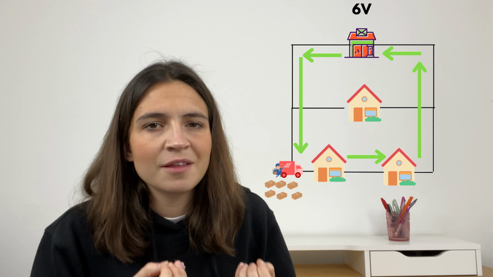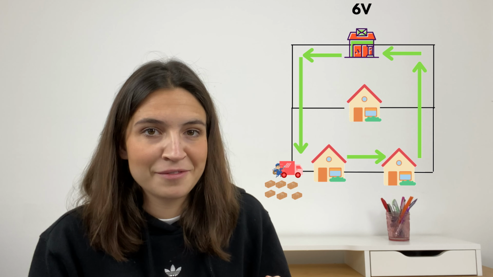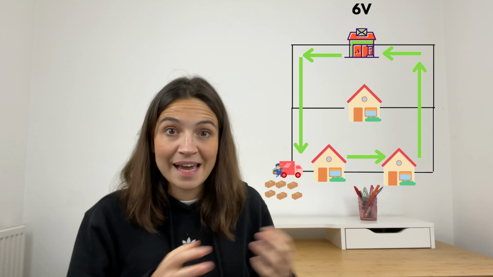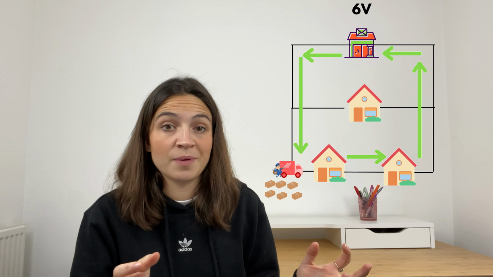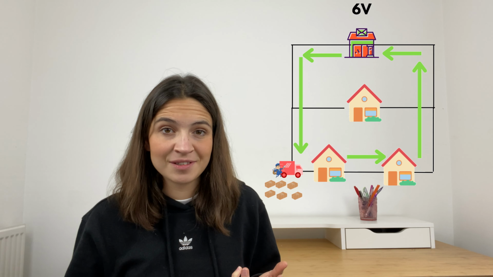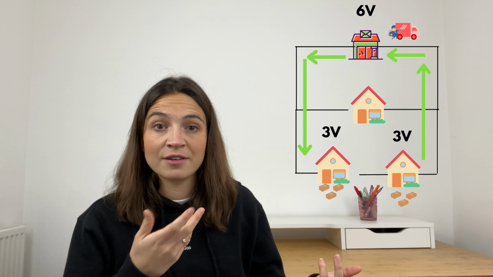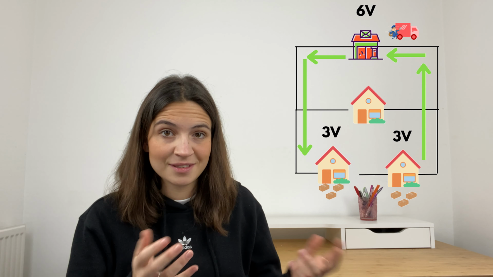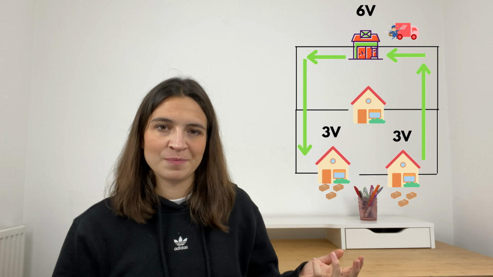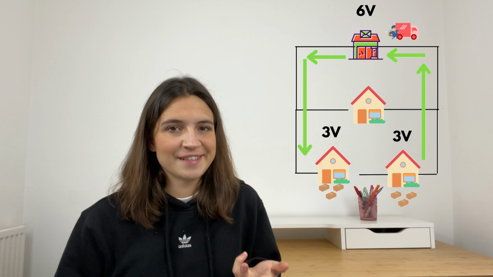It's like the postman is in a mini series circuit. He will split his packages between the 2 houses, and the total number of packages received by both of the houses together will equal 6. Let's say these 2 houses are identical, so the postman delivers 3 packages to the first house and 3 packages to the second house. 3 volts over the first bulb and 3 volts over the second bulb.